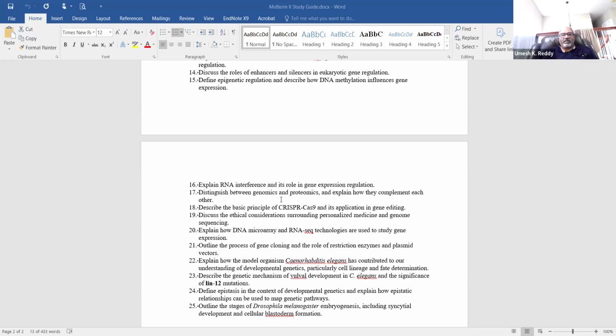Okay, that is question number 18. So what is personalized medicine? What are the ethical considerations? This is an easy question. You guys know. What are the ethical considerations for personalized medicine?